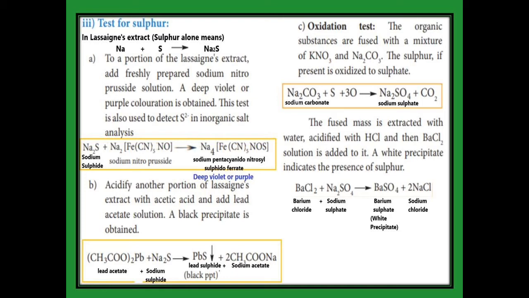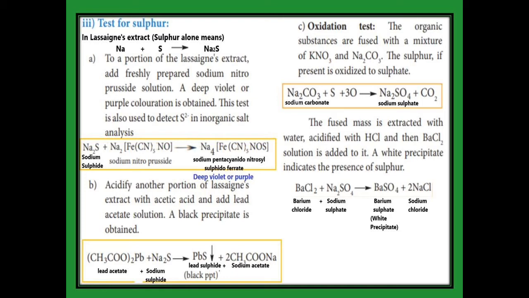The next test, we have to take another portion of Lassaigne extract. In that Lassaigne extract, we first of all add acetic acid. Afterward, you add lead acetate. Lead acetate formula is (CH3COO)2Pb. Then the lead acetate reacts with the sodium sulfide which is present in the Lassaigne extract. Reacting with each other, it gives lead sulfide, PbS. It is a black color precipitate, and then it gives sodium acetate, CH3COONa. From the black precipitate we can conclude that the organic compound contains sulfur.